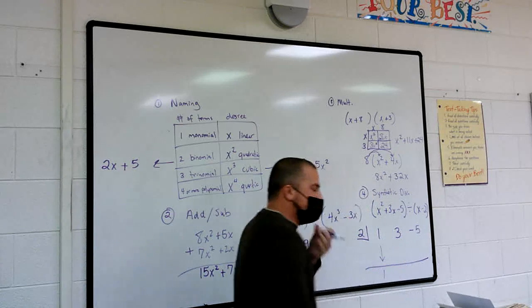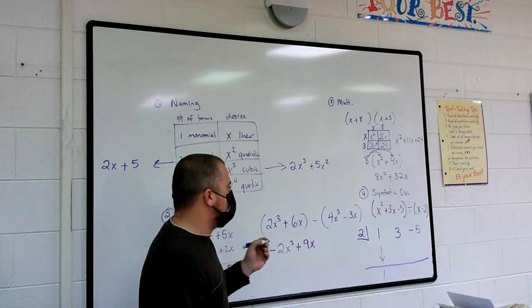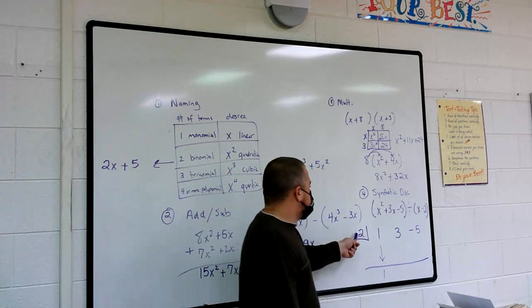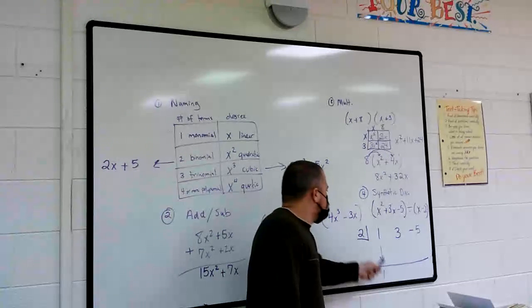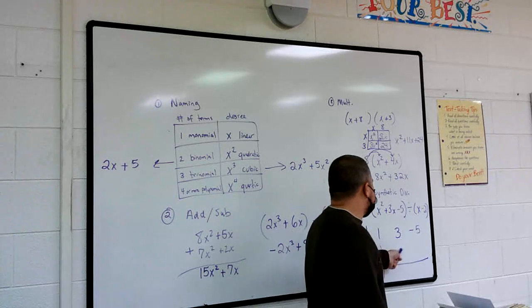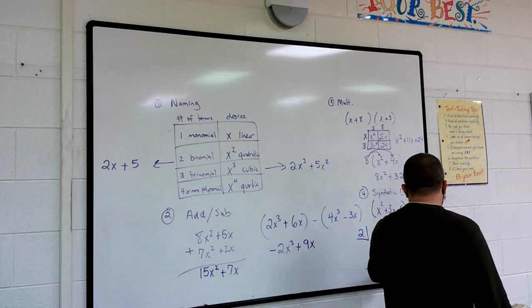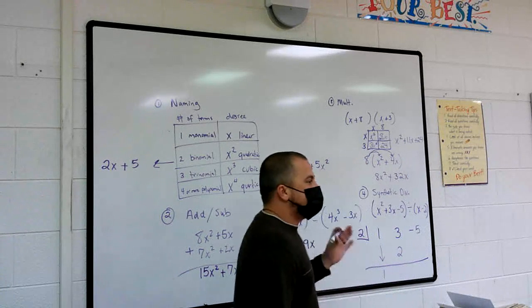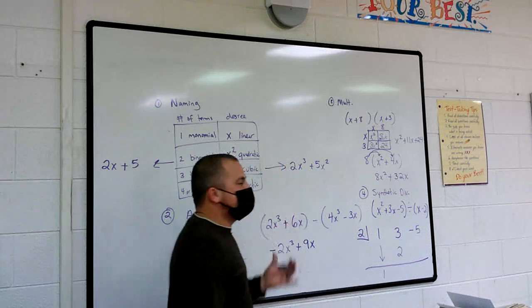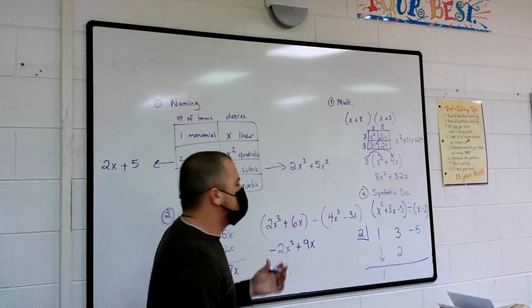There's the 1, and we have a worksheet, and you have notes that go over this too. Then you multiply by the number in the box. So 1 times 2 is 2, so it goes right here in the next open spot. And you add. So it's multiplying and adding. That's why they call it synthetic division. You're not actually dividing, you're multiplying and adding.